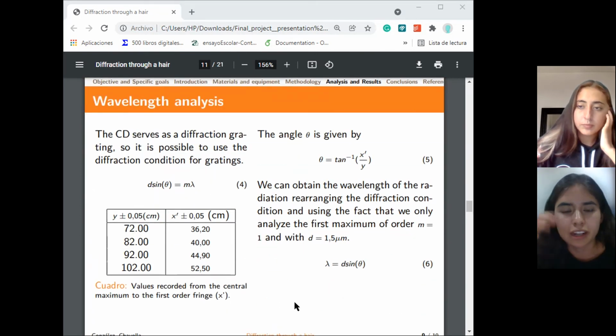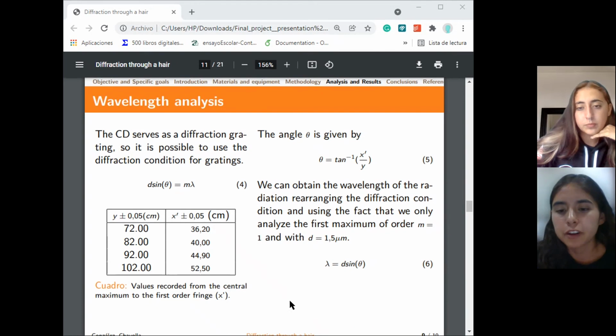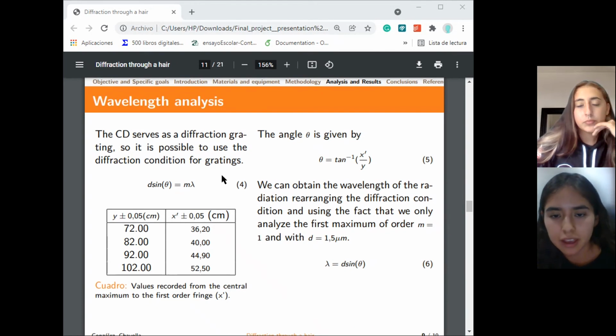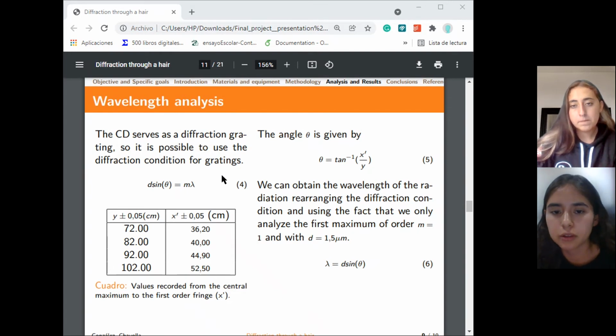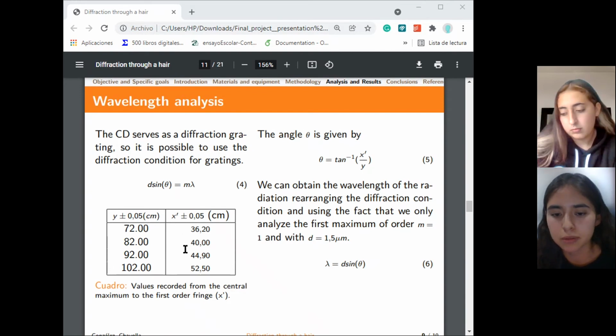We'll continue with the analysis. First, we are going to start with the wavelength analysis. As Majo said, the CD serves as a diffraction grating, so we can use the diffraction condition for gratings given by equation 4. We recorded the distance from the disk to the screen and also the distances between the central maximum and the maximums of order 1.